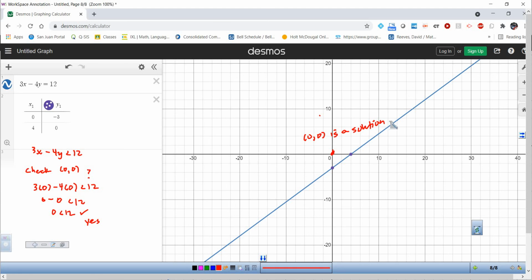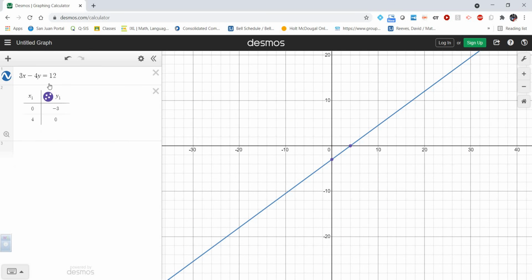And where are all of the solutions when you graph a linear inequality? They are on the same side. So that means in this case, even though it was a less than, the shading goes above the line. All of the solutions are going to be up here. Does that make sense?